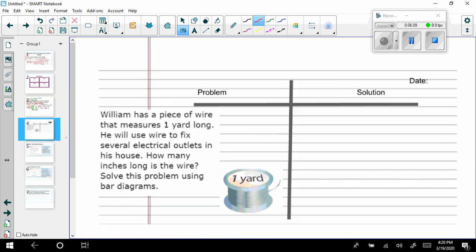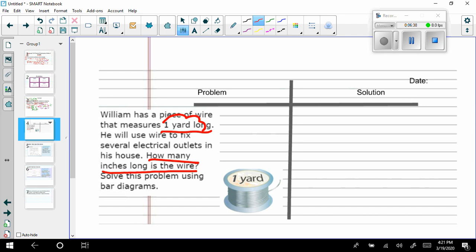So now we're going to move into the next one, and we're going to go through that same poem. So we have to first find our equation. What do we know and what do we need to convert it into? So William has a piece of wire that measures 1 yard long. He will use wire to fix several electrical outlets in his house. How many inches long is the wire? So there's our question. We want to know how many inches long the wire is.